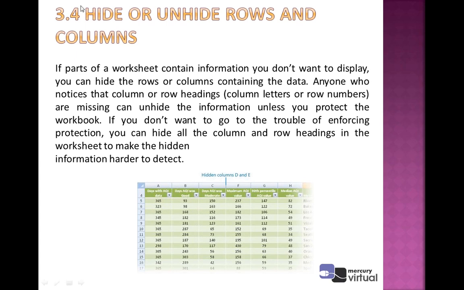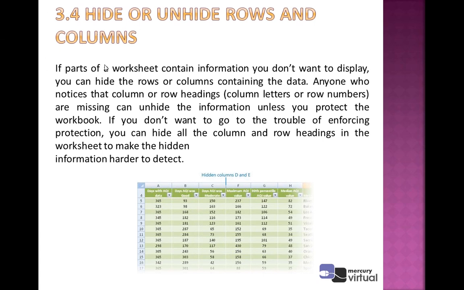Next, 3.4 is how to hide or unhide rows and columns, means how to hide the rows and how to unhide the rows. Hide means the row is not visible to the user, and unhide means the row will appear to the user. That is unhiding the rows.